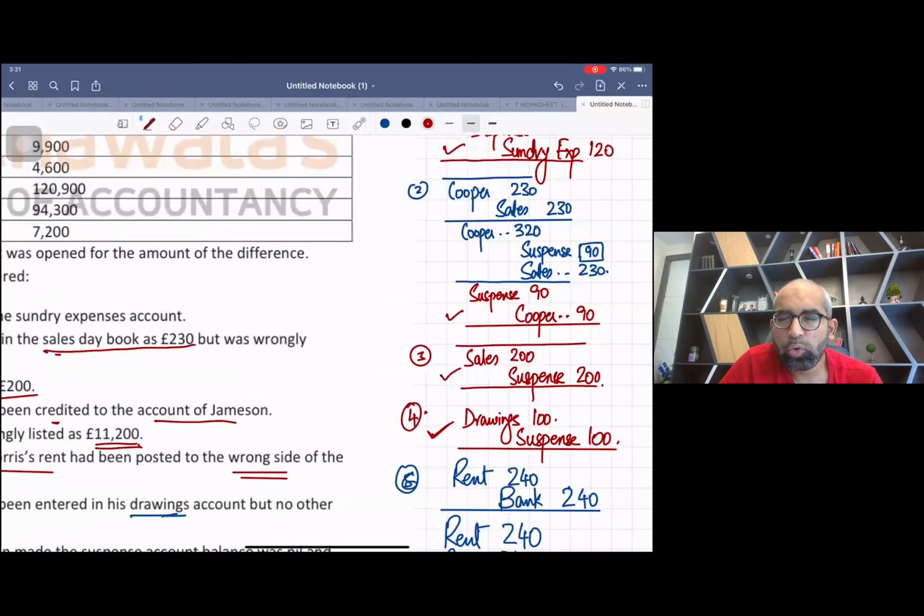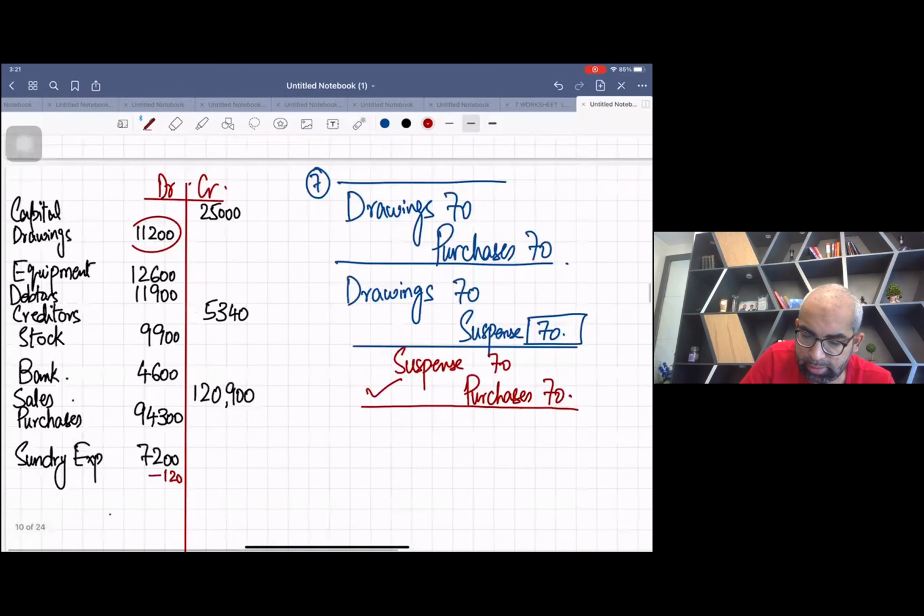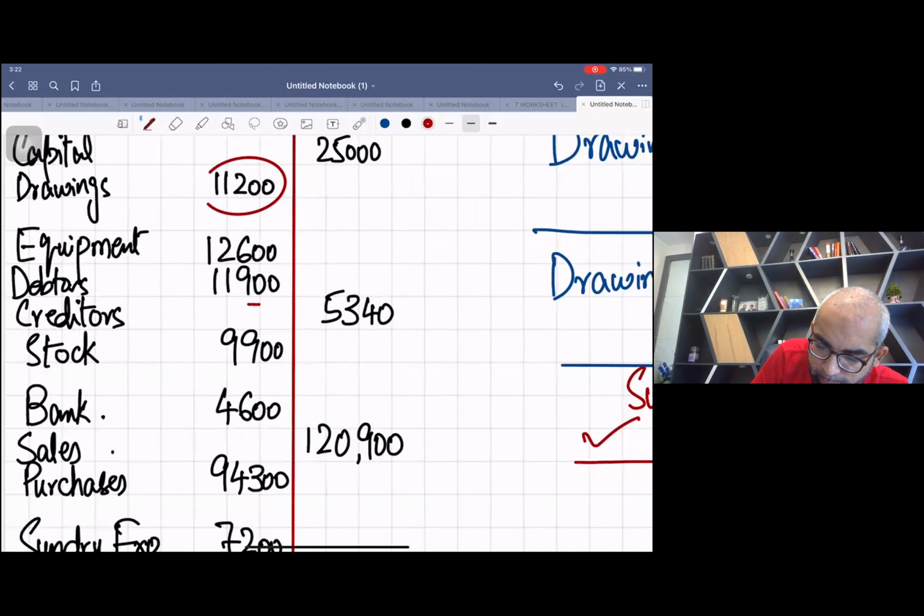Okay. Now second entry. See, suspense debit, and Cooper. Cooper is your debtor. See, debtor has been credited. When we credit debtor, we reduce it. Okay. Come to the debtor. See, this is the debtor. So you will write minus 90 here. Minus 90 here.